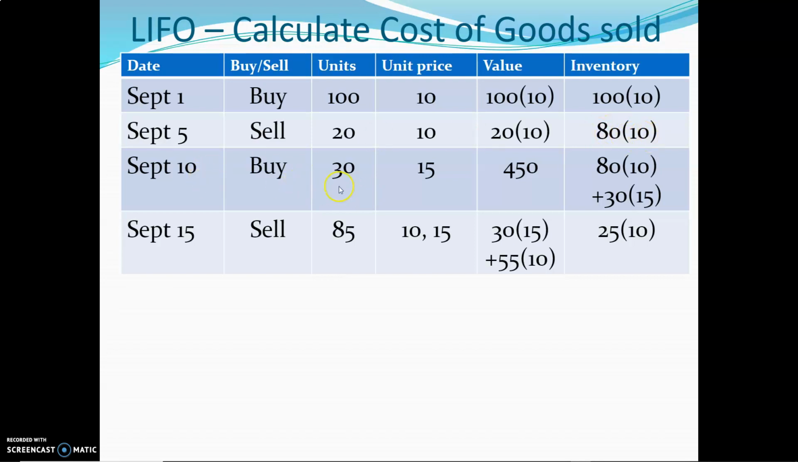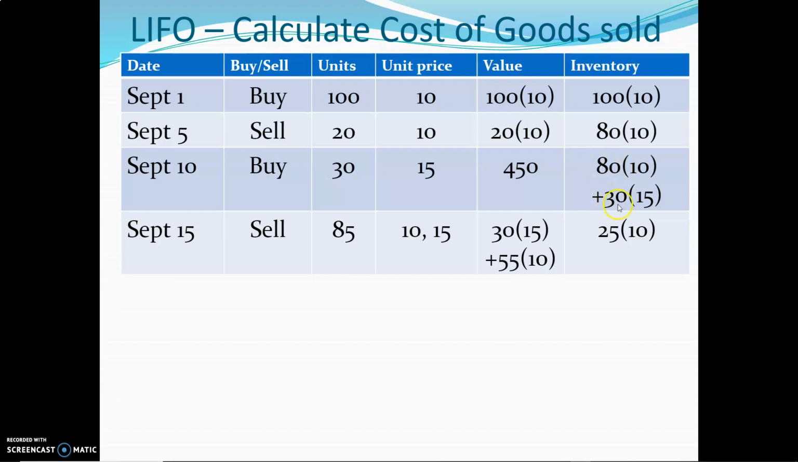But this is where it gets complicated once again, that we buy more units of the same product, 30 more units, at a different unit price. So how exactly do we deal with this when we get to the very end? Well, with 85 units that we're selling, it means that we've got 80. Where do we come up with this?